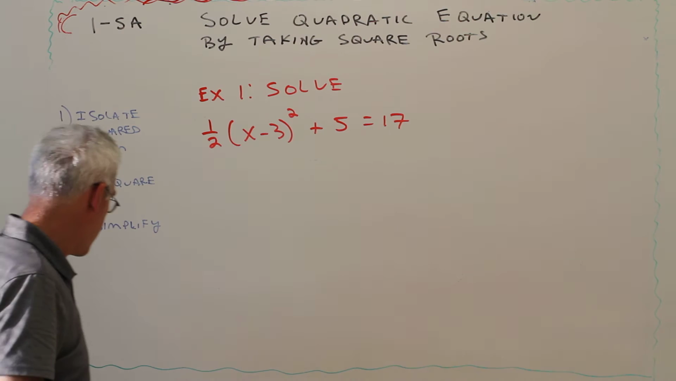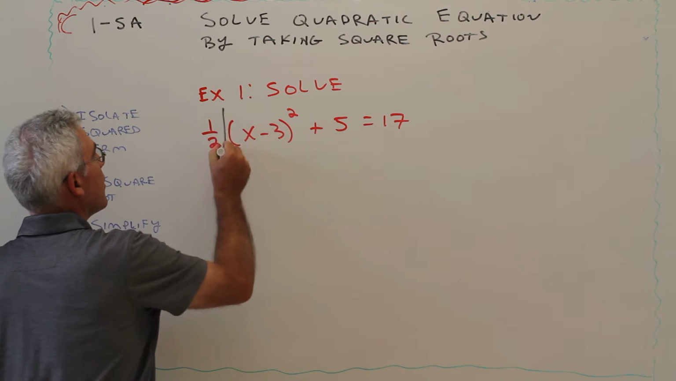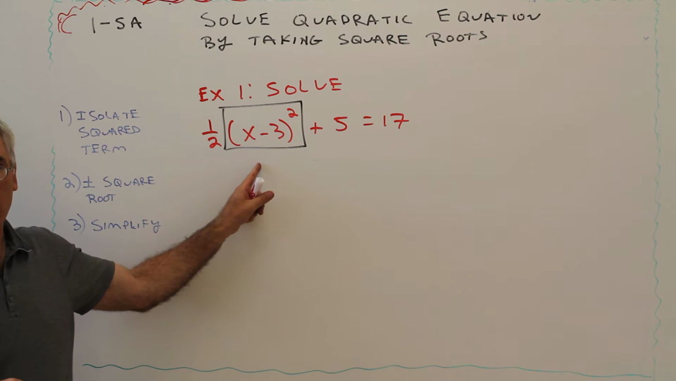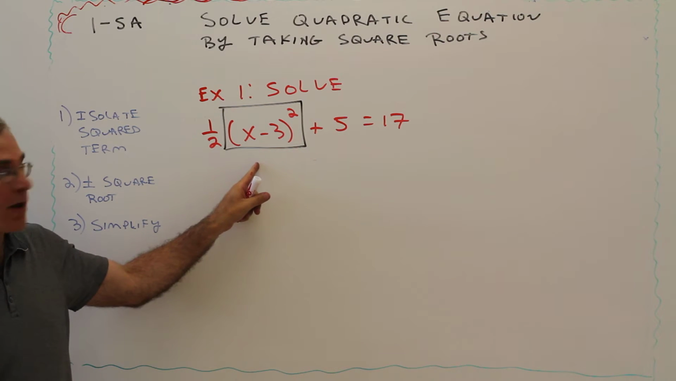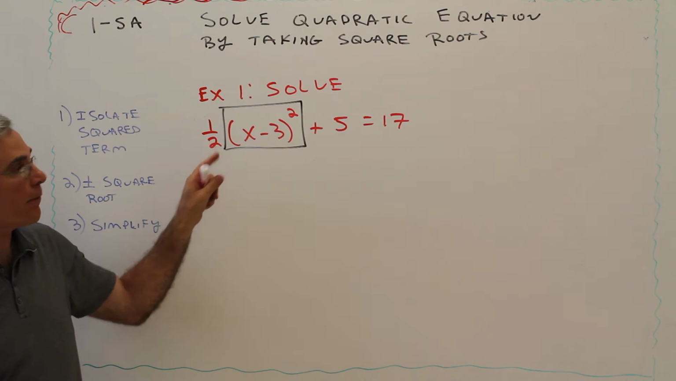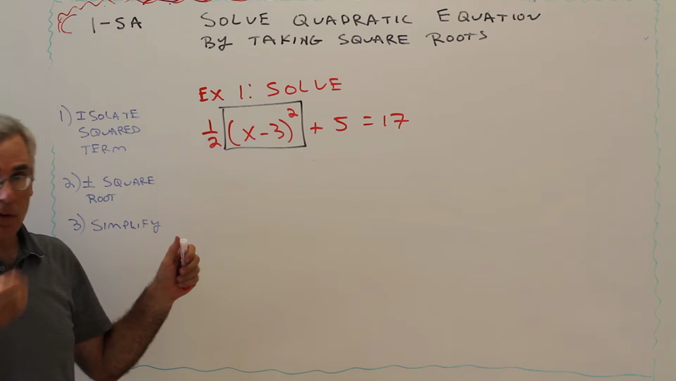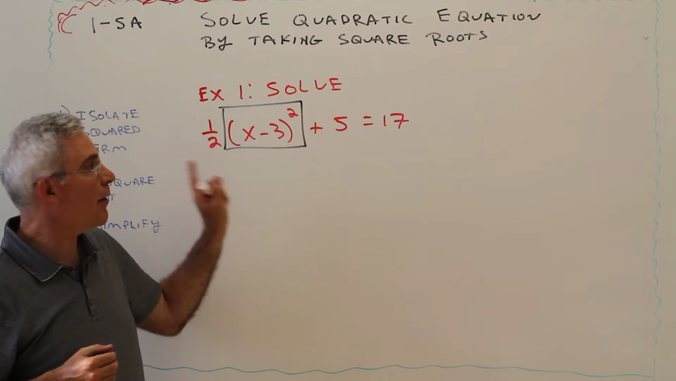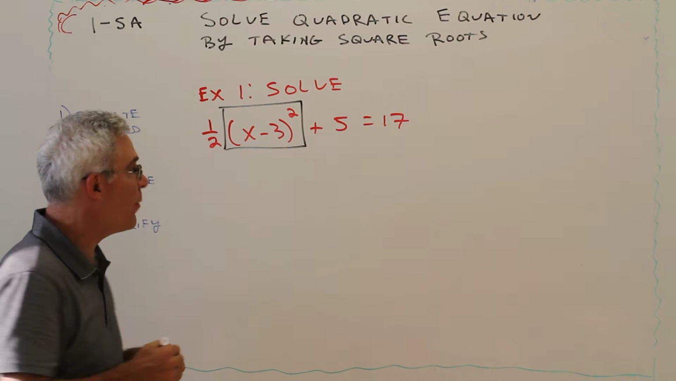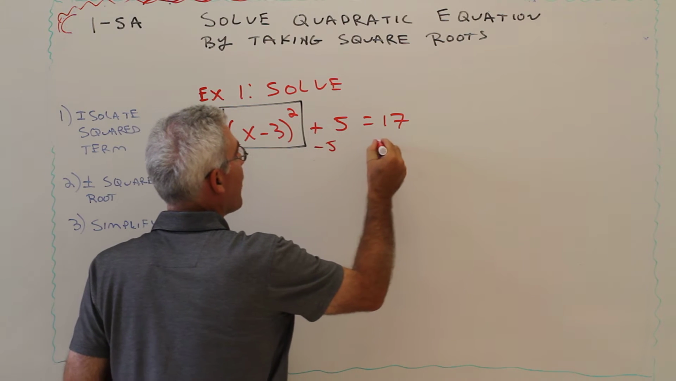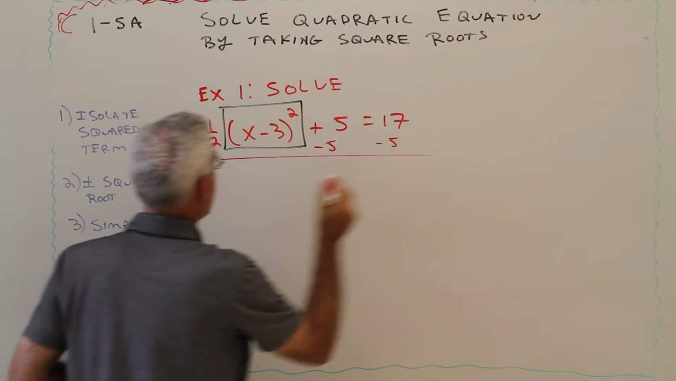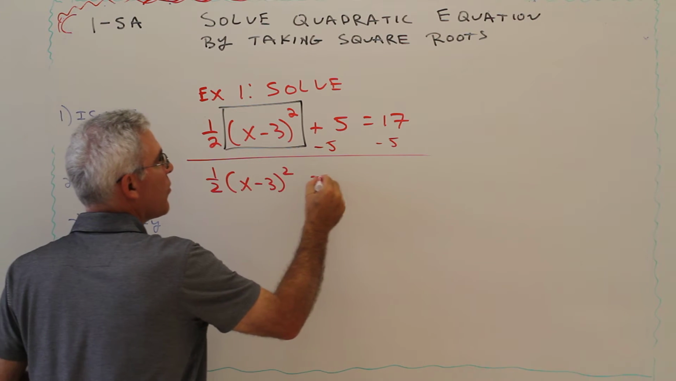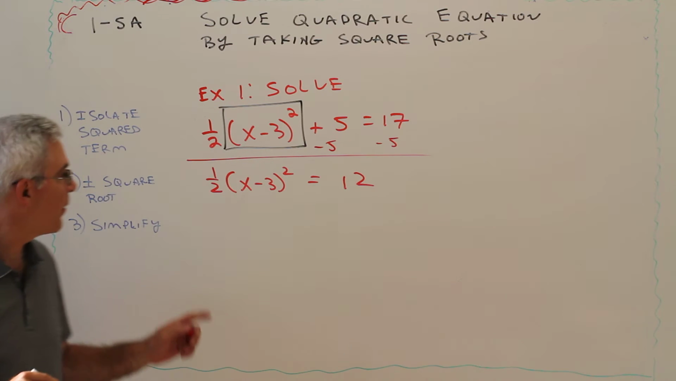All right, so here we go. What we want to do is isolate the squared term. So we've got two things in the way, the plus 5 and the 1/2. It's very important you do this in the proper order. We first want to deal with the plus 5, then deal with the 1/2. So I'll subtract 5 from each side, minus 5, and get 1/2 times (x minus 3) squared equals 12.